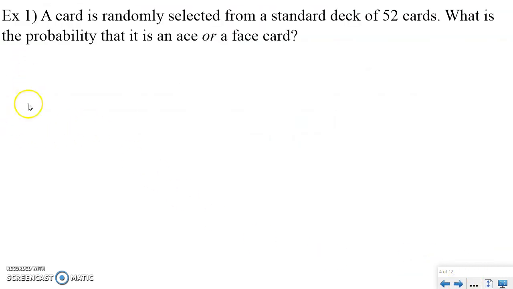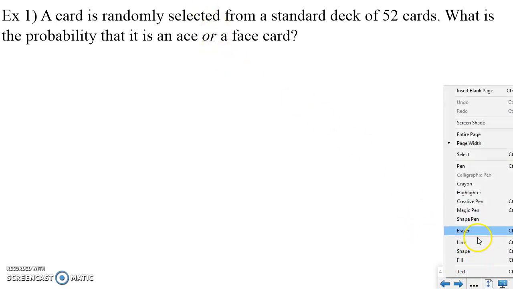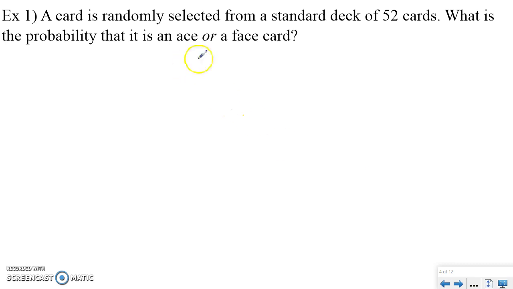So, a card is randomly selected from a standard deck of 52 cards. So look back to your deck of cards reference sheet. What is the probability that it is an ace or a face card? Okay, and remember from the last lesson, the word or means we are going to add our probabilities together. So, an ace on our list, there are 4 aces out of 52 cards. Okay, and then there are 12 face cards out of the 52 cards.